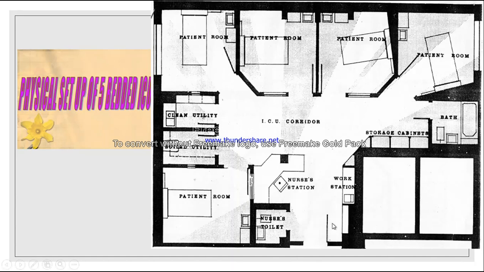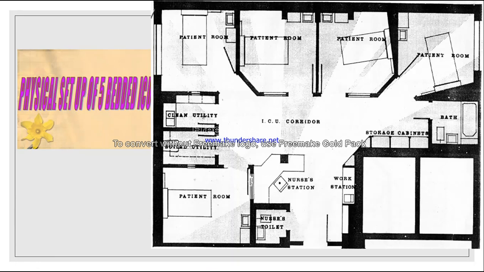Then we have the workstation here, and there is the central nursing station, or we call it the central station. This is a place where the nurses sit and do their work. Then there is a nursing toilet also, and there is a clean utility room. There is a boiling utility room. So this is an ICU.